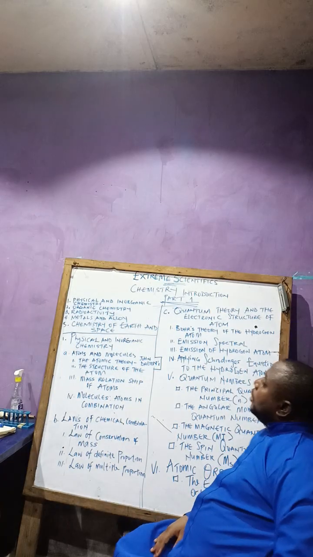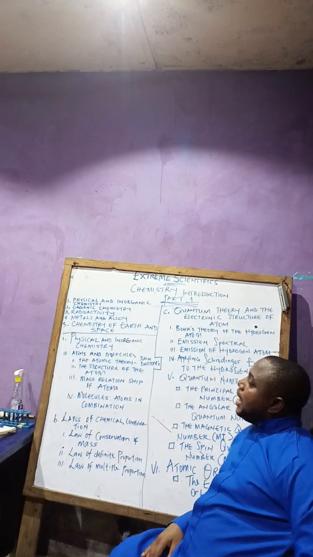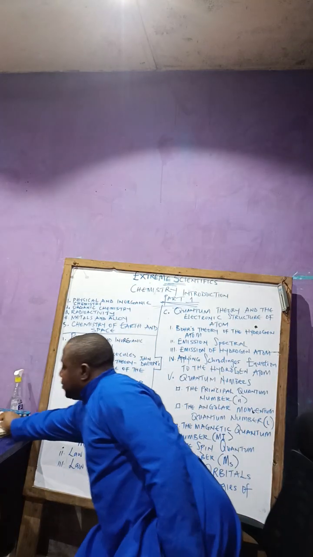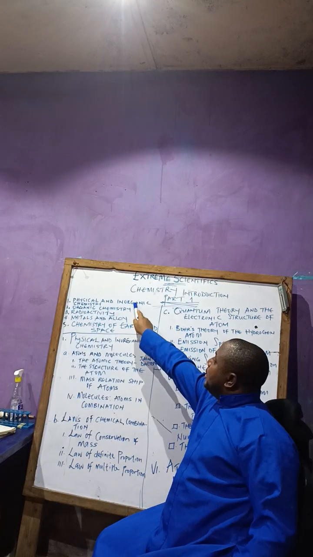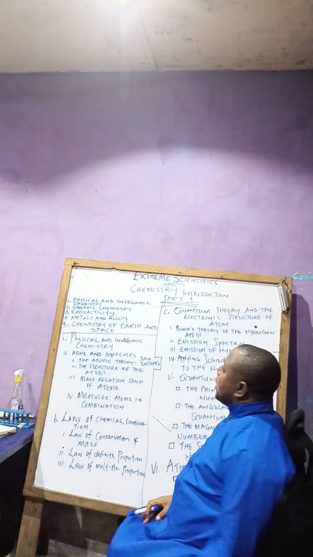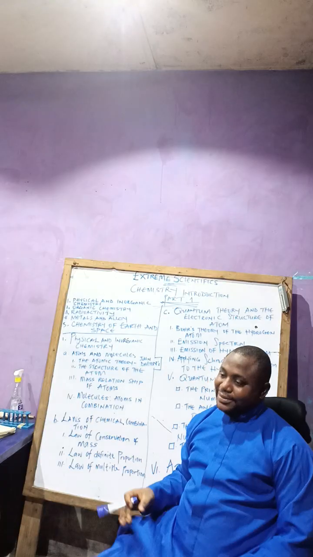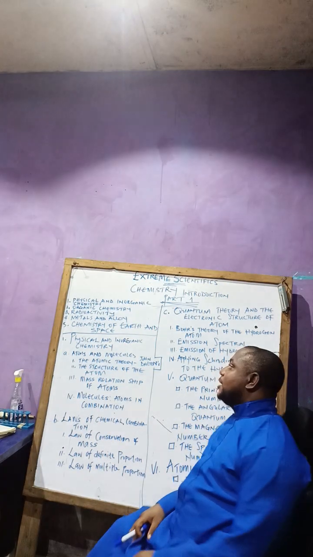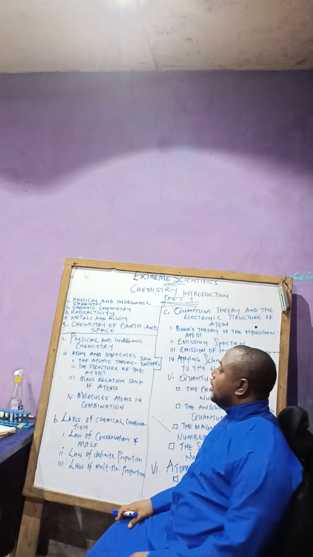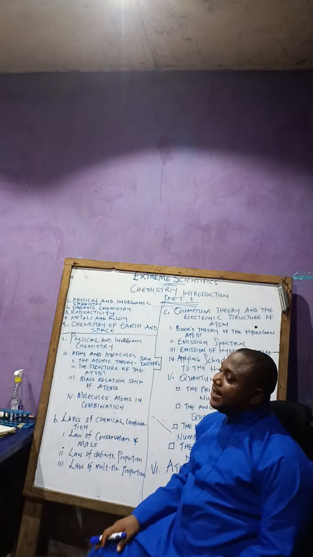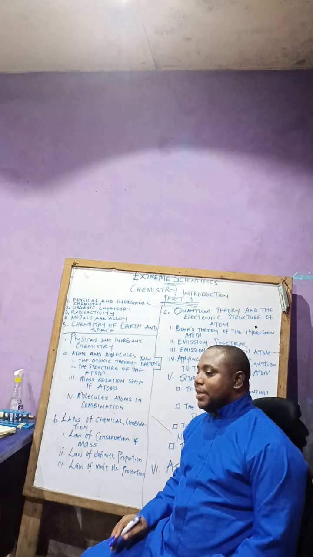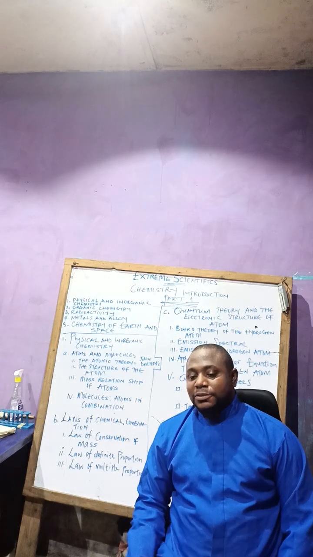Mainly in chemistry we have physical and inorganic chemistry. The next one is called organic chemistry. After organic chemistry, we have what's called radioactivity. Then the next one is called metals and alloys. The last but not the least is called chemistry of earth and space. You know, chemistry is not only studied on this planet alone. We have other planetary bodies, right?